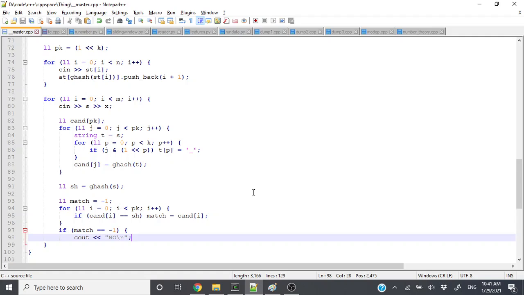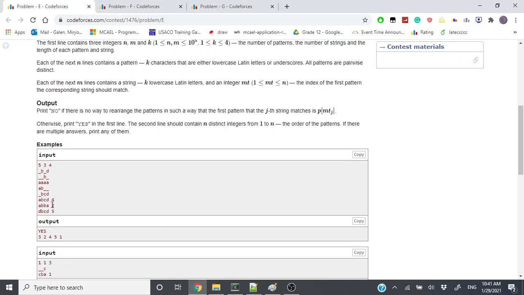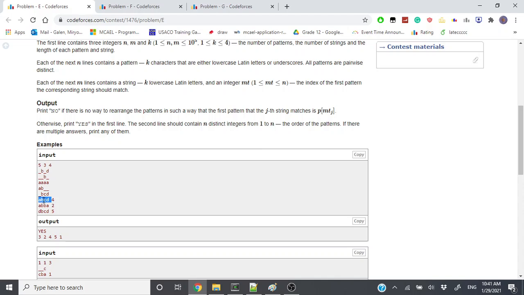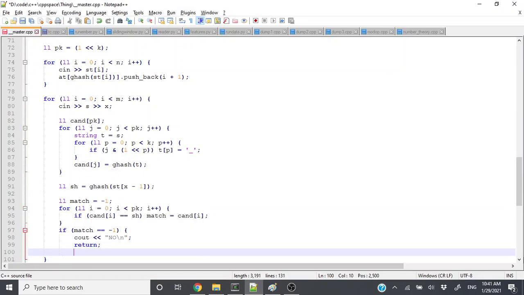Actually, wait, this doesn't make sense. No, what we're doing is we're saying, oh yeah, right. What we need is the hash of the target string, which is the index. So this would be st of x minus 1, because 0 index. Yeah, we need the hash of the target string. We need to see if any of this fits the pattern of the target string. And if not, then automatically we're done, because we know that we can't match the target string.